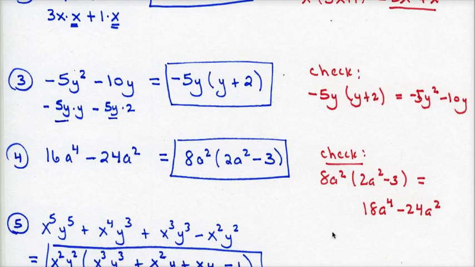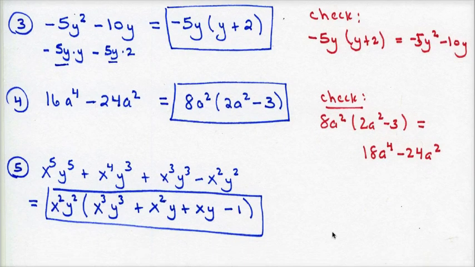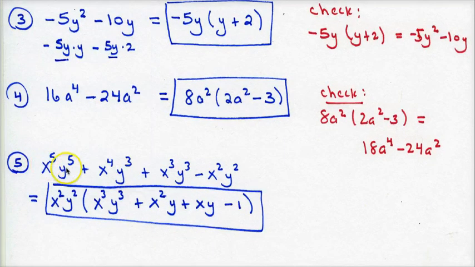So taking a look at problem number 5. Like I said, these problems are building. So I've got x to the fifth, y to the fifth, plus x to the fourth, y cubed, plus x cubed, y cubed, minus x squared, y squared. So I focus in on the x's. There's 5 x's here, 4 here, 3 here, 2 here.